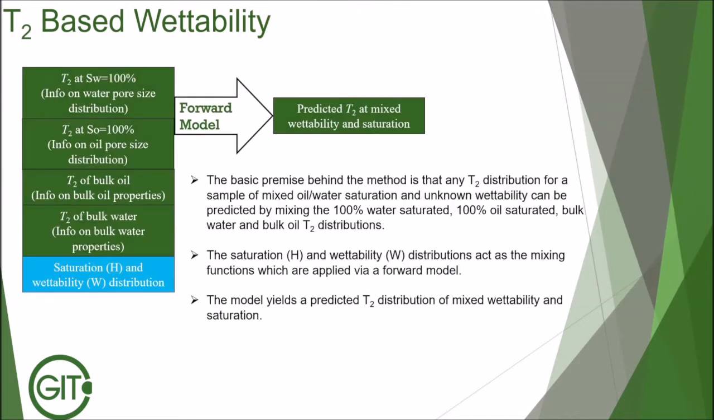So the basic premise behind the method is that any T2 distribution for a sample of mixed oil and water saturation and unknown wettability can be predicted by mixing the 100% water saturated, 100% oil saturated, bulk water, and bulk oil T2 distributions. The mixing is done with saturation and wettability distributions and are applied via forward model to give a predicted T2 distribution at mixed wettability and unknown saturation.